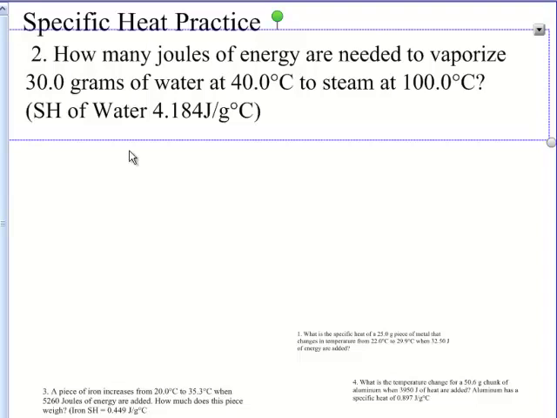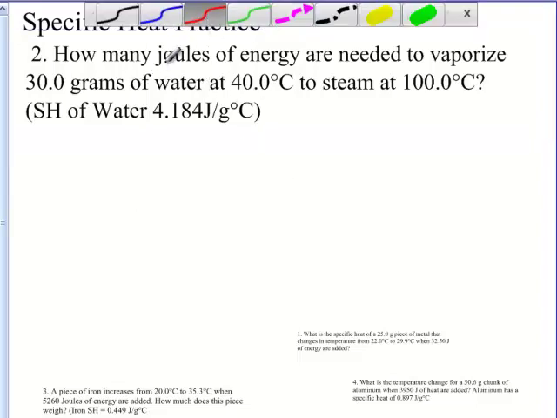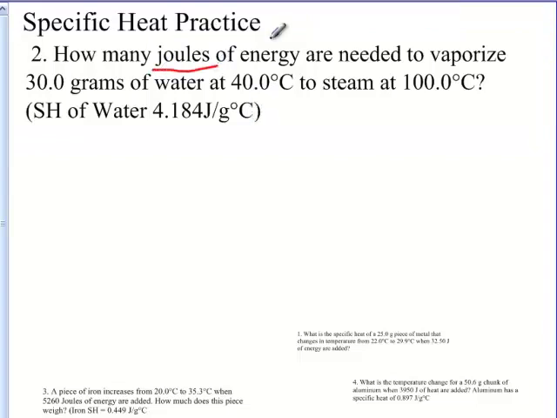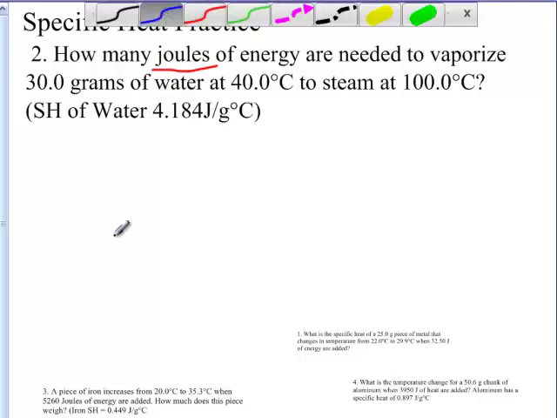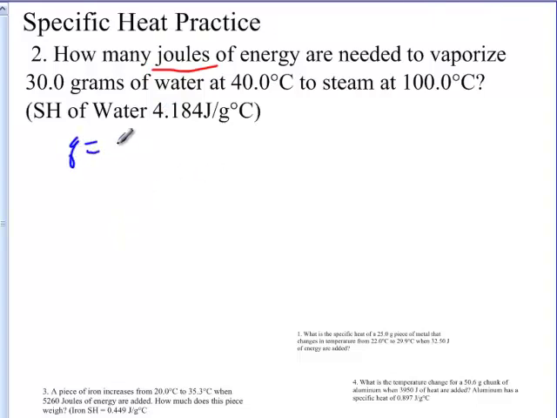Okay, did you do it? I hope you did. Let's look at what they want us to find. They want us to find how many joules of energy. Okay, so joules, pardon me, is our unit for energy, and energy is Q. So let's write out the formula we're going to be solving this problem with. Q equals C times M times delta T. Okay, so now that we have the formula written out correctly, it's just a matter of plugging it in.